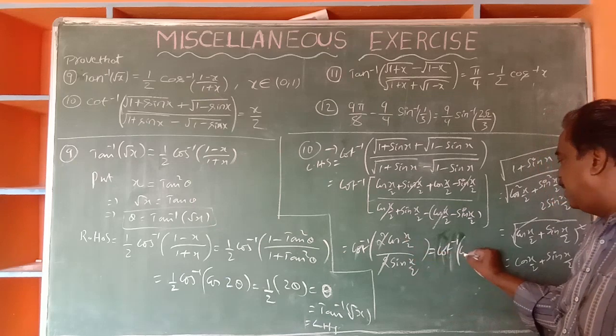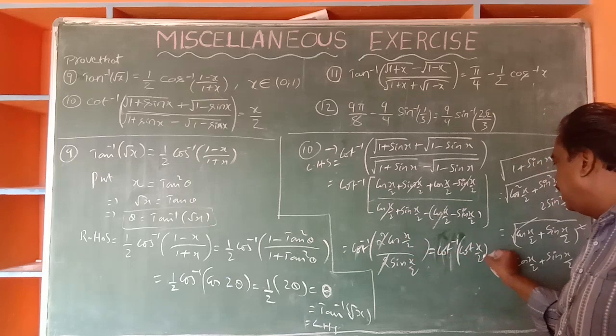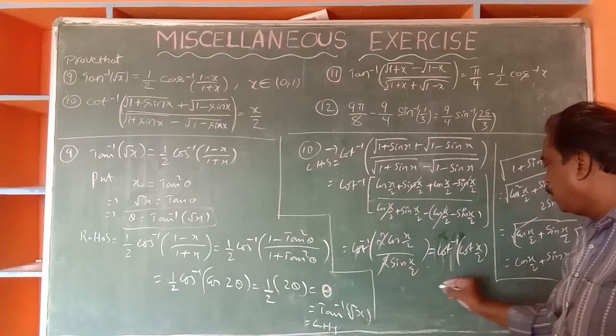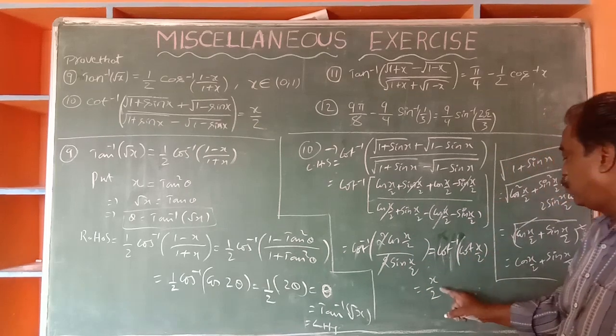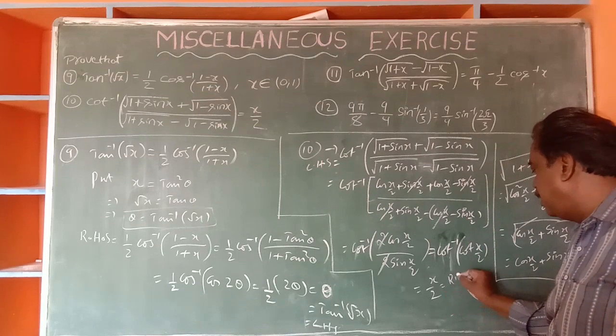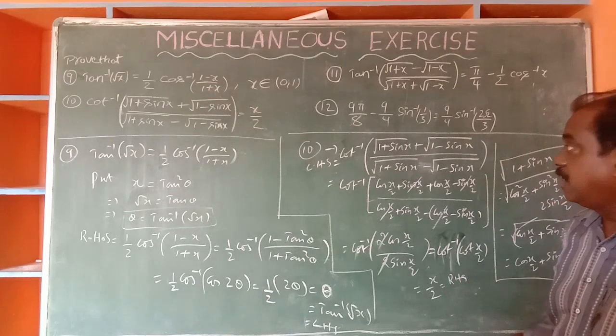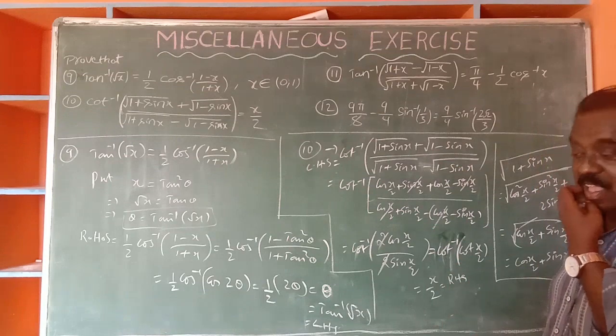Cos by sin is cot, so we get cot inverse of cot x by 2, which is x by 2. Now, this is nothing but the RHS. Like this, I have to prove.